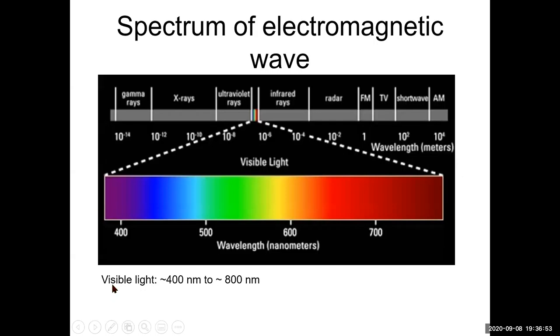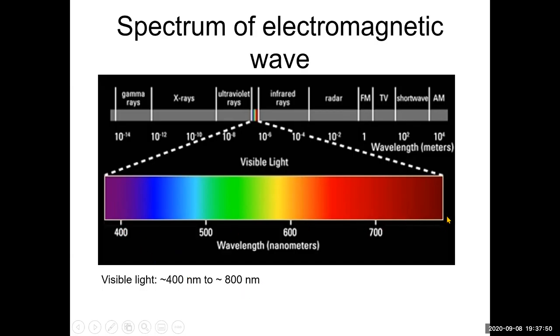What is UV light? To answer this question, let's take a look at this spectrum of electromagnetic waves. The horizontal axis is the wavelength, ranging from 10 to the power of negative 14 meter, very short wavelengths, up to 10,000 meter, very long wavelengths. We can see that visible light only occupies a very small portion of this spectrum, with a wavelength ranging from about 400 nanometer to about 800 nanometer.